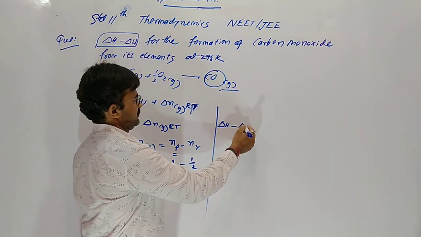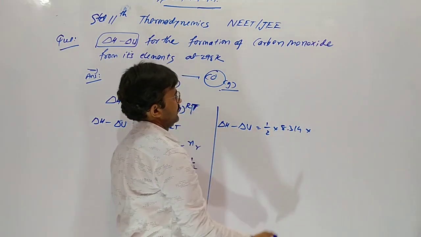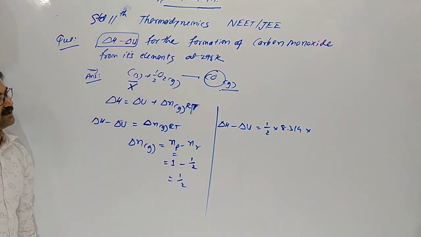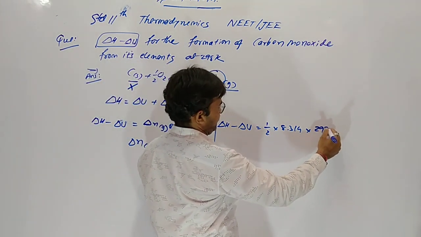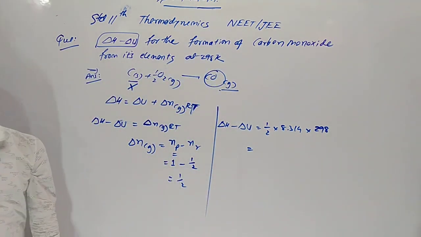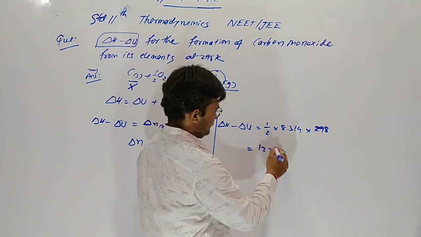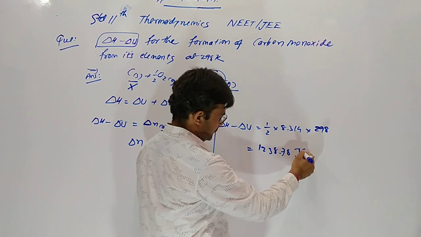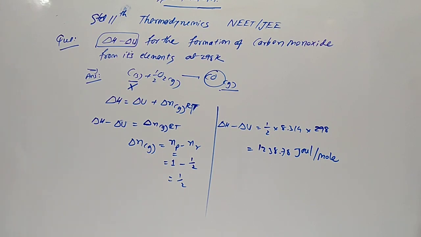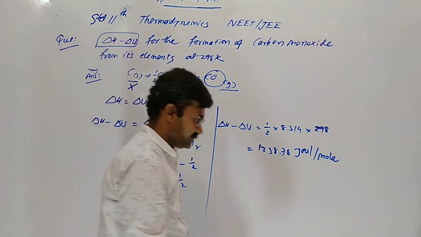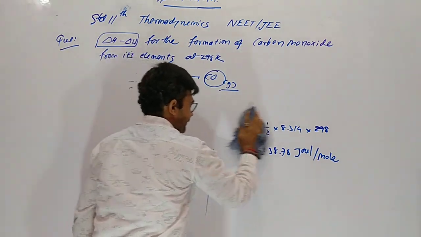So delta H minus delta U is 1/2 times R, value of R 8.314 for getting the answer in Joule, times temperature 298 Kelvin, which is given. So the answer comes to 1238.78 Joule per mole. Yes, this is our answer. You have to think about it and store it in your mind.